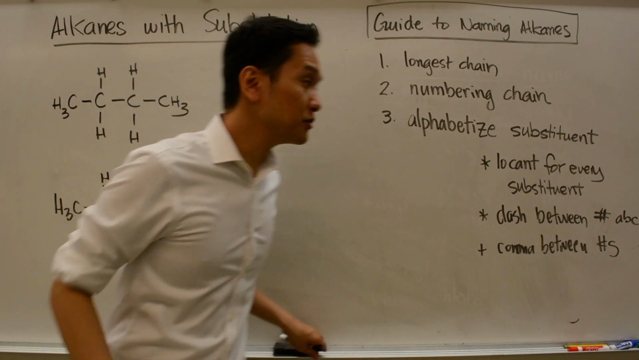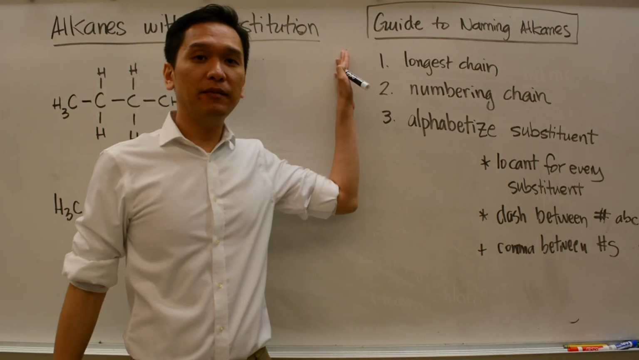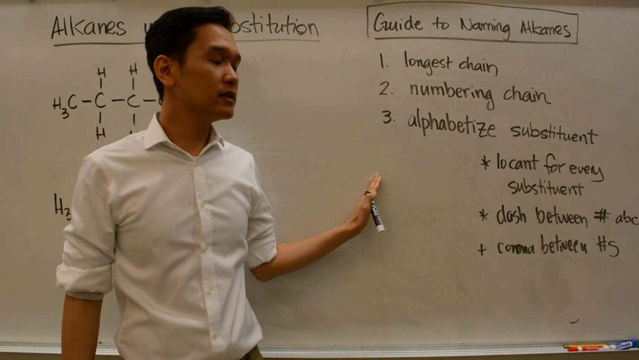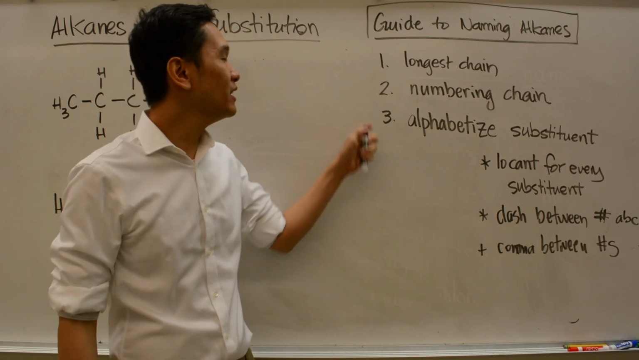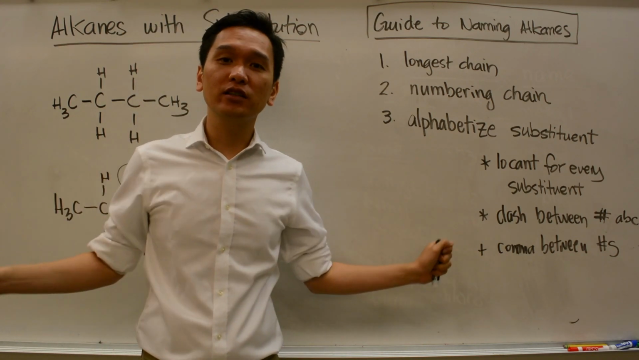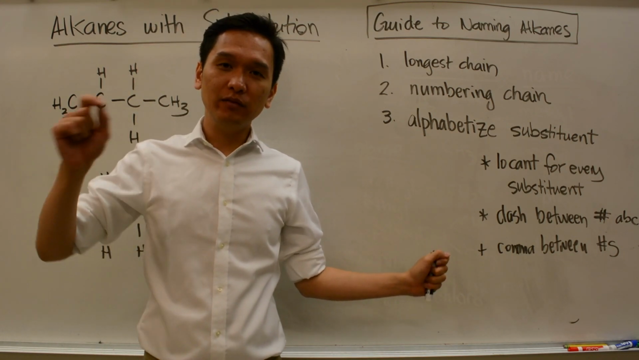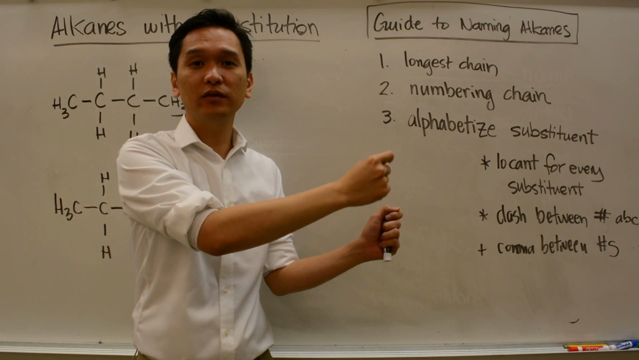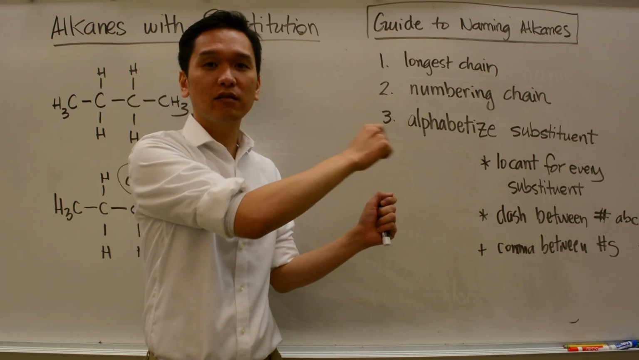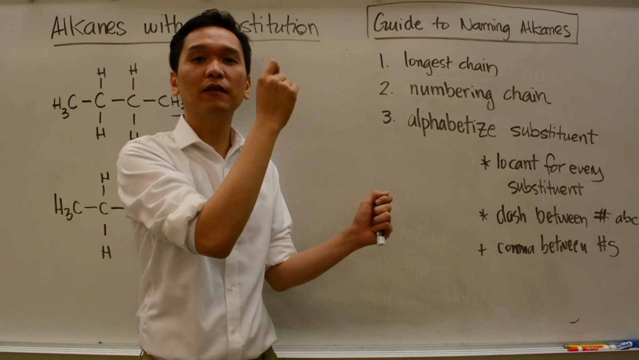Let's erase that to clear some space. So here's the guideline to naming alkanes. If you follow these guidelines, the naming system becomes very systematic. The first one is to find your longest chain. Longest chain means that it is the longest chain that is continuous. Meaning, if you have to connect them in a single line, you don't have to lift up your pencil.